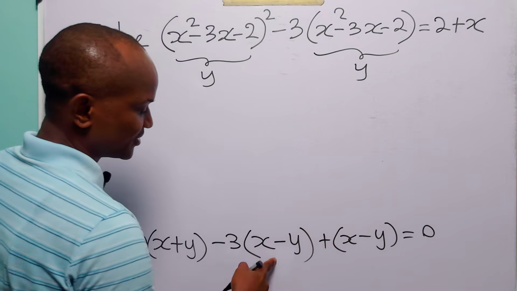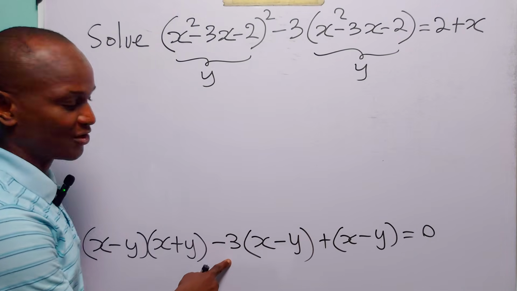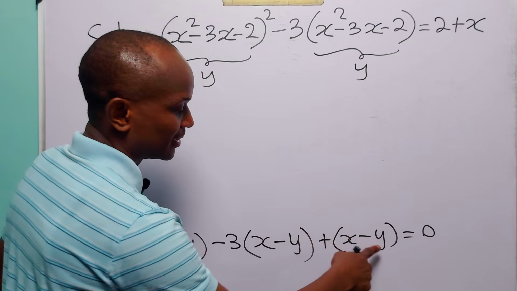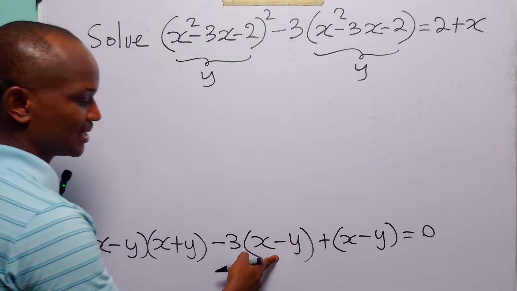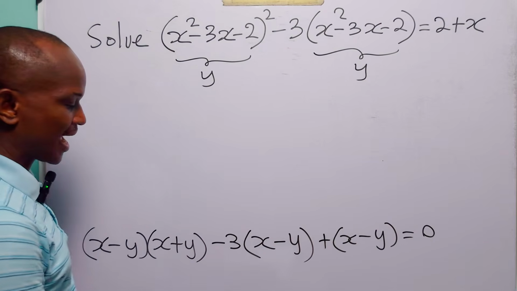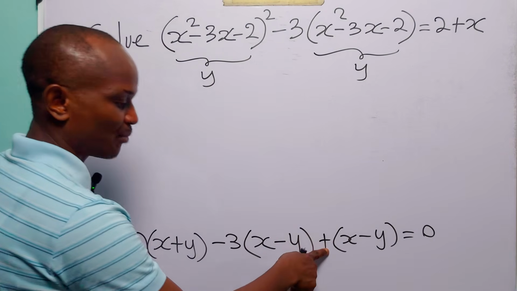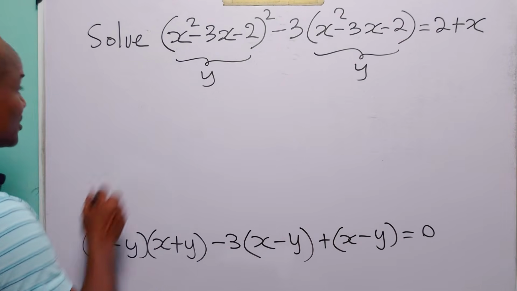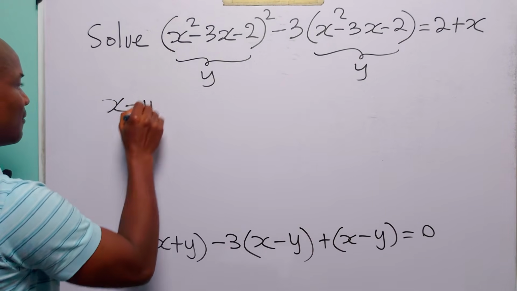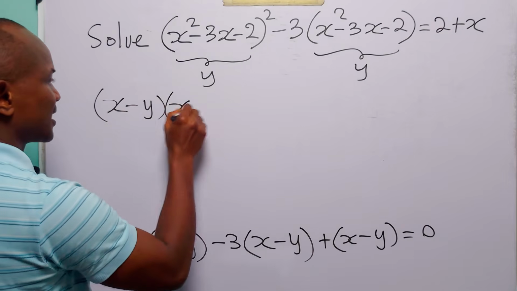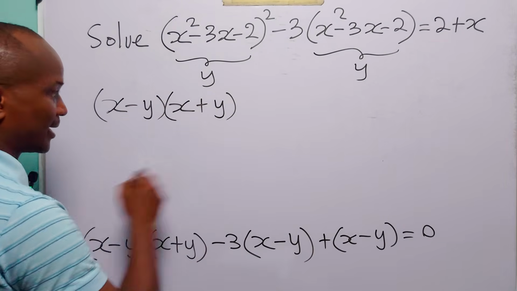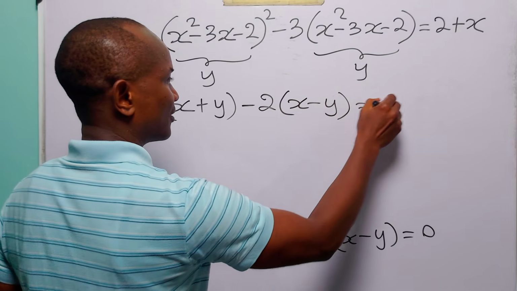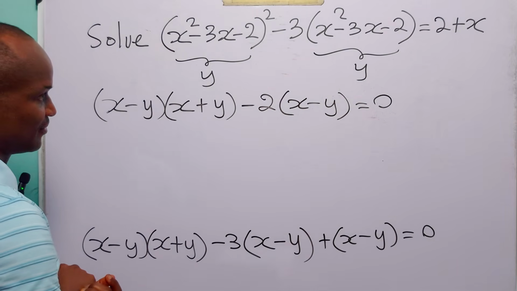Now let us look at these two terms. Here we have minus 3 times x minus y, and here we have plus 1 times x minus y. These two are exactly the same. And of course, you know that minus 3 plus 1 is equal to minus 2. So on the left-hand side of this equation, we have x minus y times x plus y. Then minus 2 times x minus y. And of course, this is equal to 0.